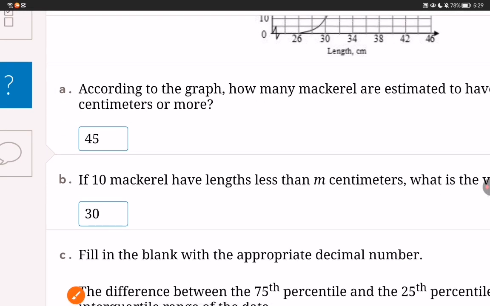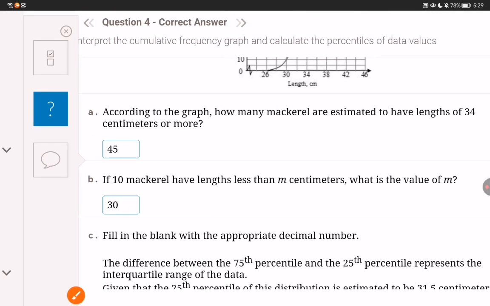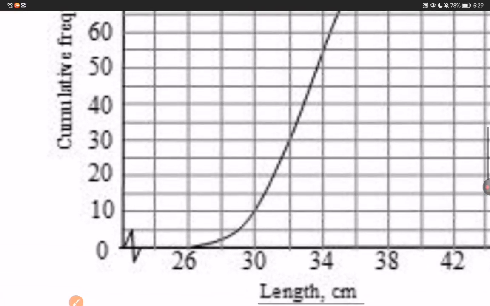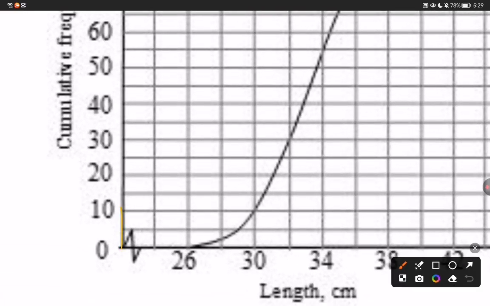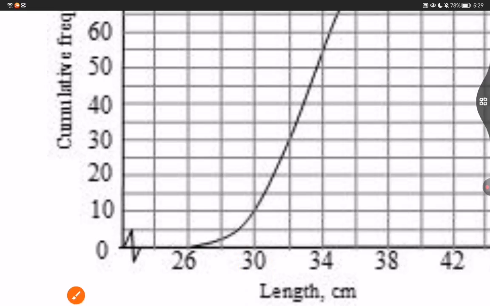Wait, let me go back. Have lengths less than m. What is the value of m? Okay, so these 10 have lengths less than the 30. So that means the value of m is 30. Okay?